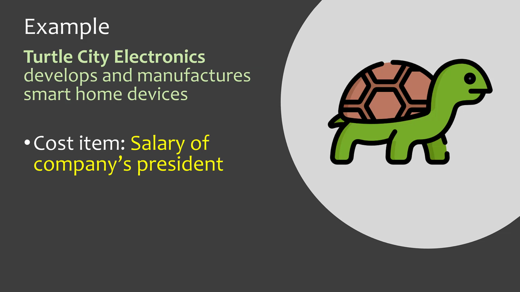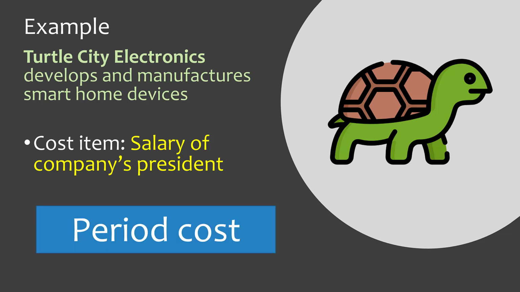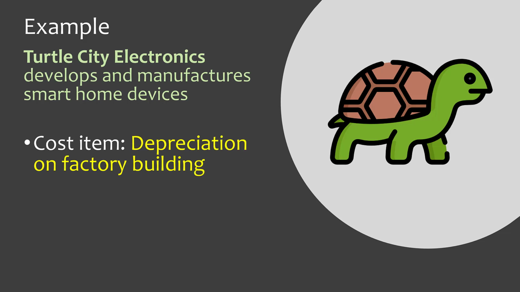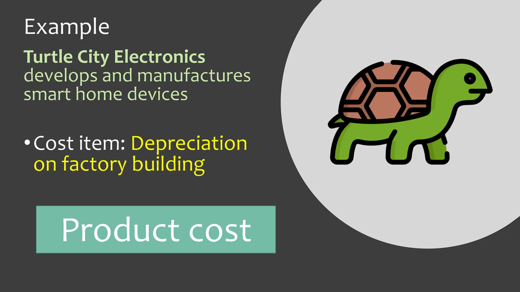Next up, salary of the company's president. Is that a product cost or a period cost? That would be a period cost because the company's president is not part of the manufacturing process. So the company's president is an operating cost, so that would be a period cost. Next up, depreciation on the factory building. Product or period cost? Because it relates to the factory, it is a product cost.